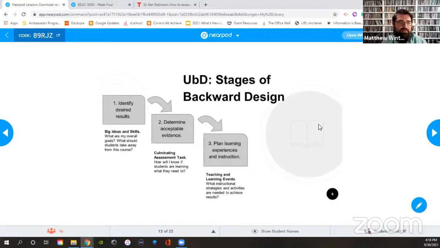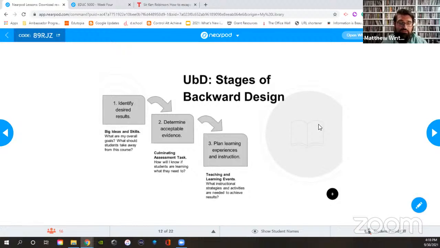Then the second step is to determine acceptable evidence. What are the things that we could have as proof that the students learned how to write a research paper? Now, in the core, it says research writing. But can I have my students prove that they know how to do research and do research-oriented writing in another way than doing a formal research paper?